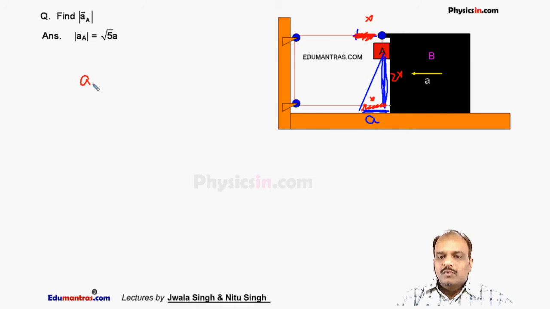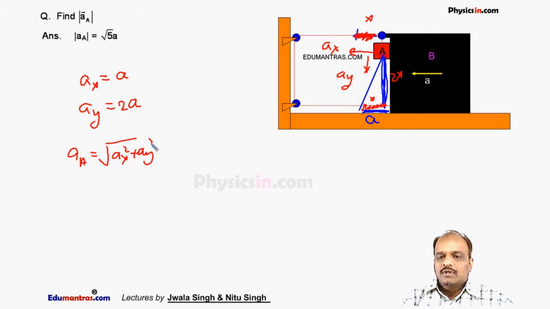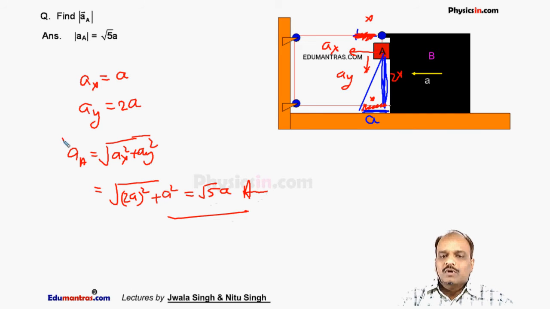So we can say the acceleration of block A along the x axis is a. The horizontal acceleration of block A is ax, which is a. But in the vertical direction, ay, block A moves twice the distance as moved by block B. So it is 2a, because block A moves double the distance. So the acceleration of block A is root over ax square plus ay square, which is equal to root over (2a) square plus a square, which is root 5 a, and this is the answer. This is the acceleration of block A, and with respect to an observer on the ground, it is moving like this.